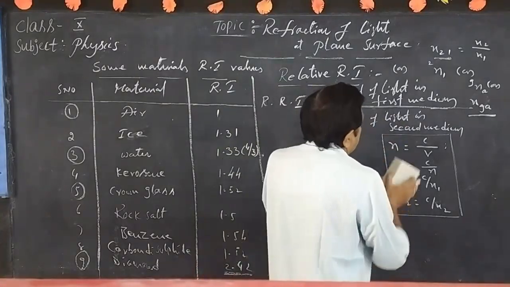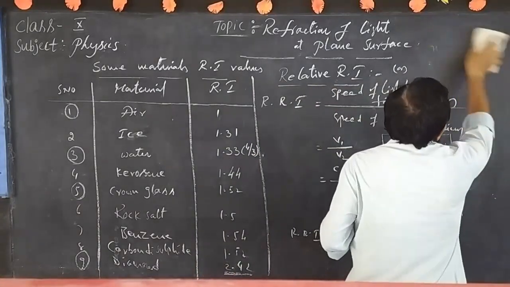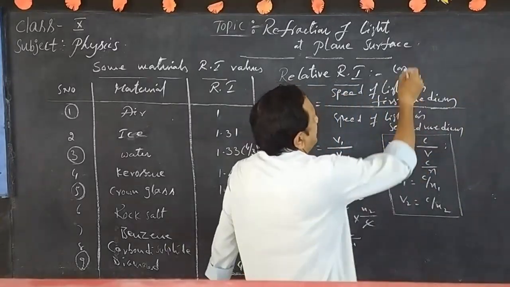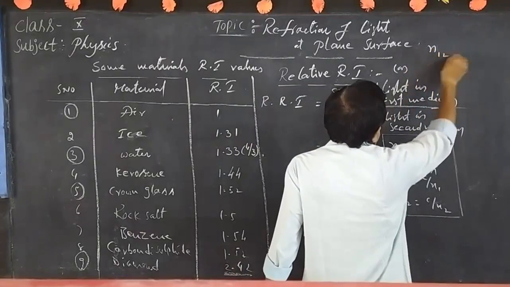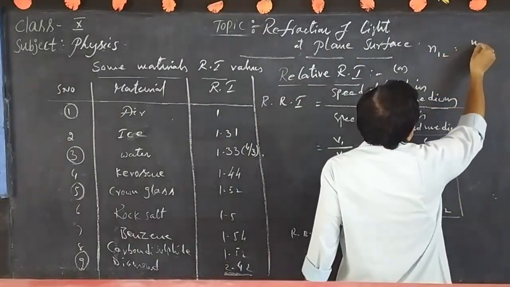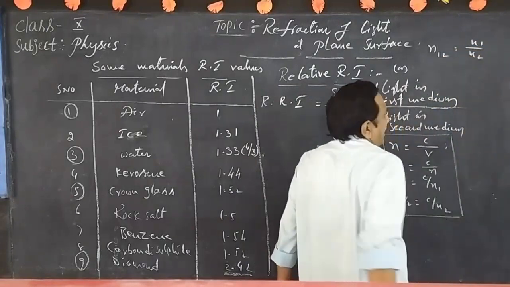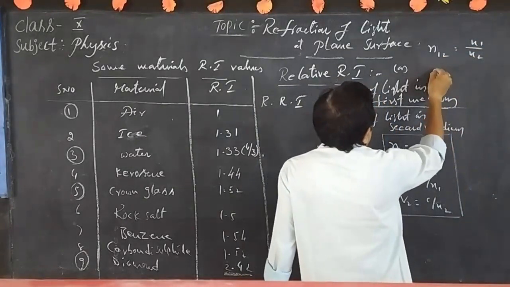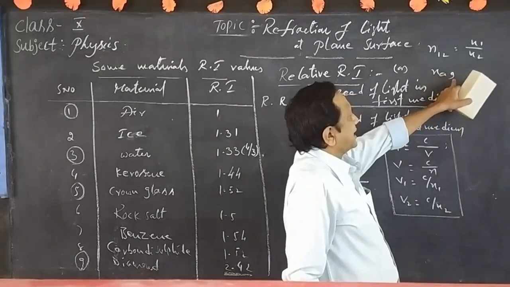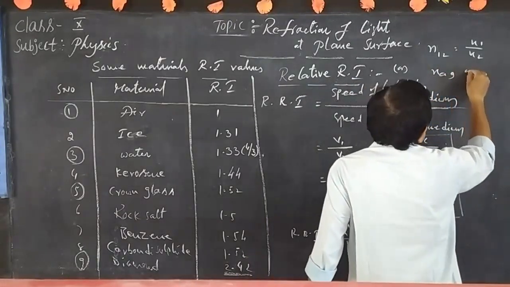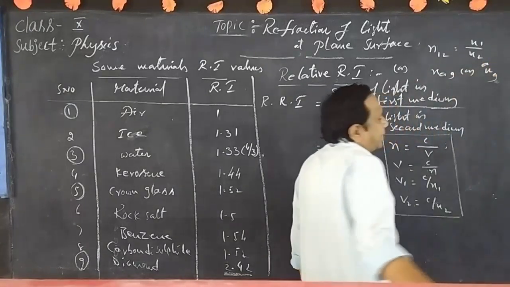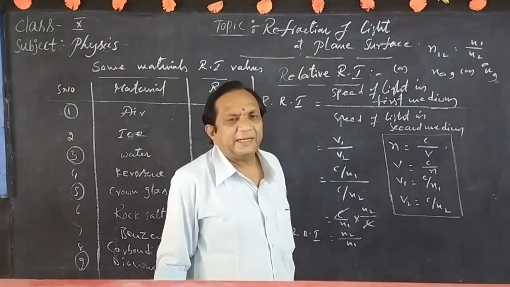Otherwise, for some cases the first medium with respect to the second medium will be given. Suppose the refractive index of the first medium with respect to the second medium is given. In that case, we write N12. What is the fraction here? N1 by N2. Or otherwise N A G will be given, A with respect to glass, meaning the refractive index of A with respect to glass, which is indicated like that.